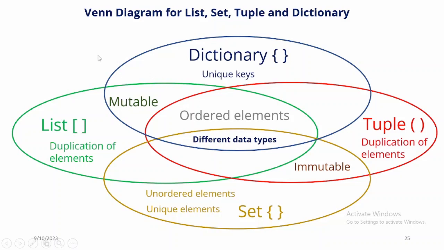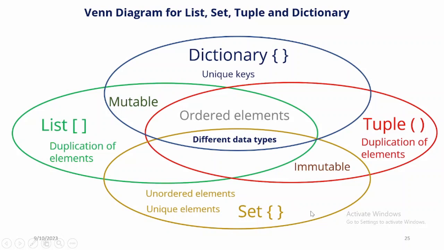So let's take a look at the diagram again and see at a glance the relationship between them. The only data type that I have not put here is arrays. However, we can see the similarities and differences between the four other data types.